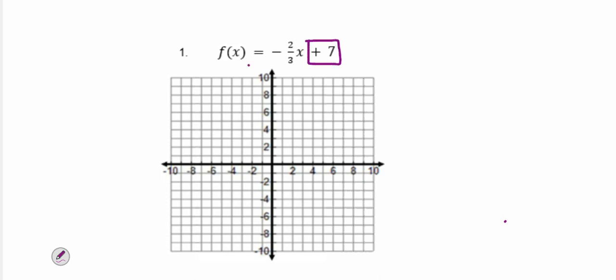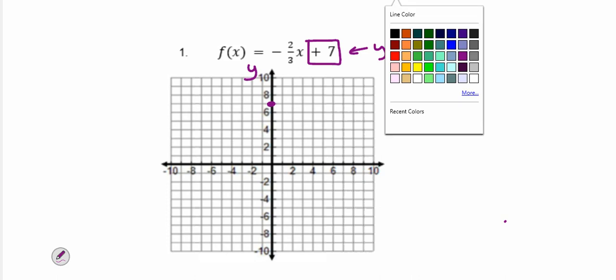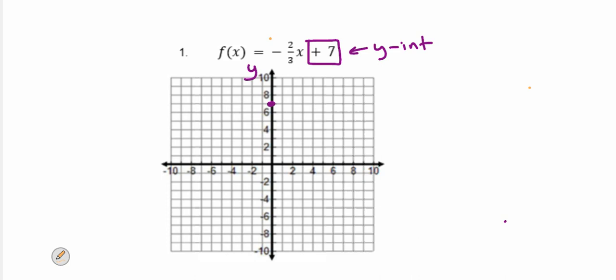You go to the y-axis because that's the y-intercept, and you put a dot on the 7. So we only need 2 dots to make a line, and we're halfway there. The next thing we're going to do is look at the rate of change or the slope. Those are two different words that mean the same thing.